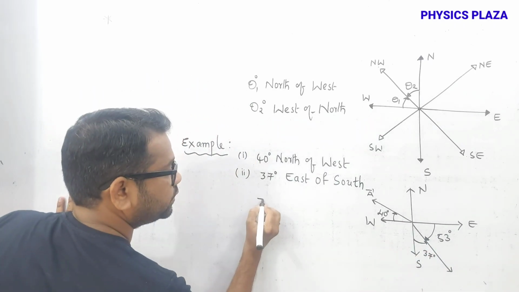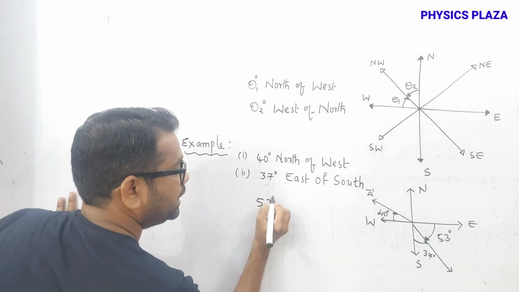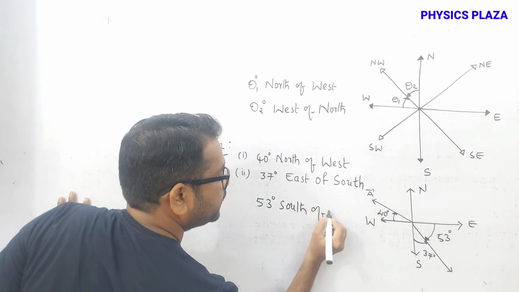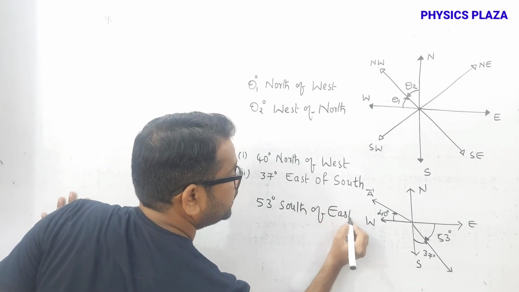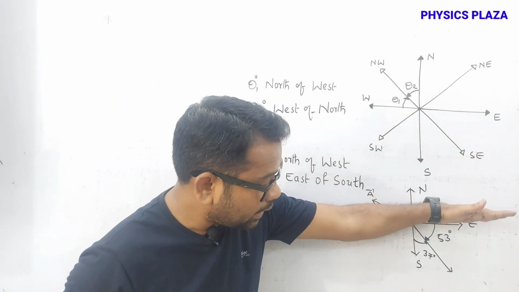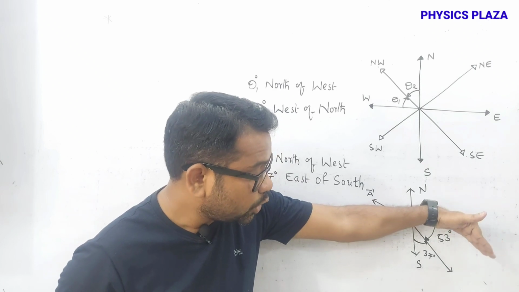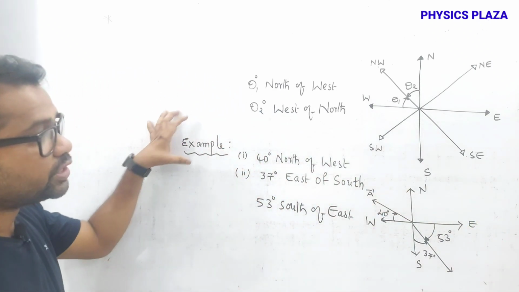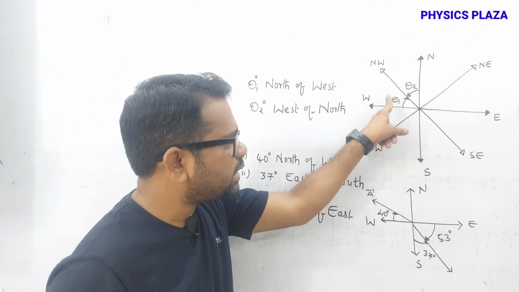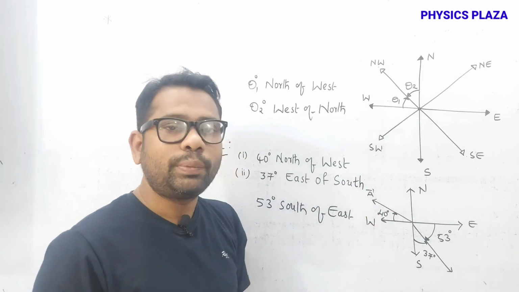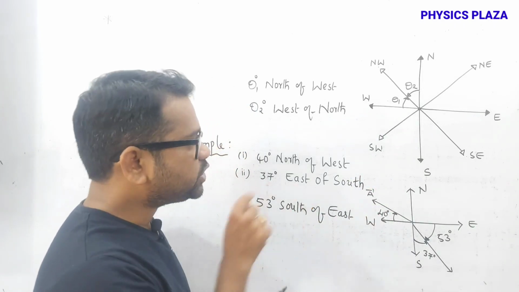I can write like this. So here, 53 degrees south of east. South of east means from east it is making an angle of 53 degrees towards south. It's very important. Is it clear? So this is how, actually, it's very important. If you can understand this simple concept, then these kinds of things will become very easy. Just copy this, children.